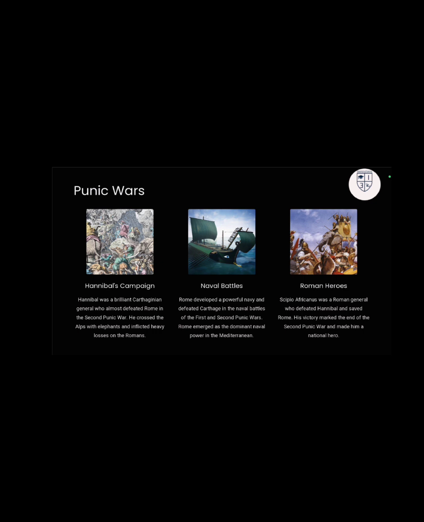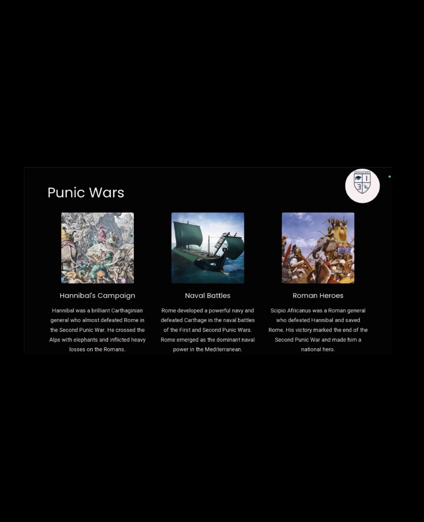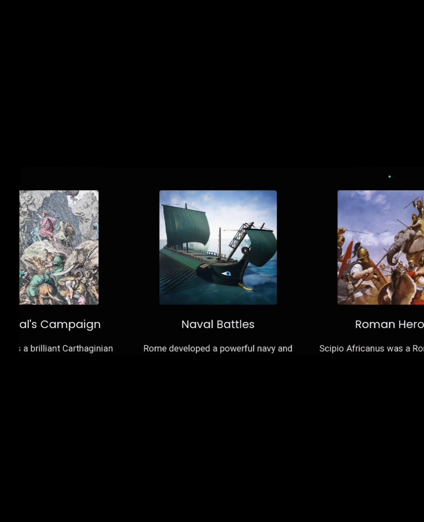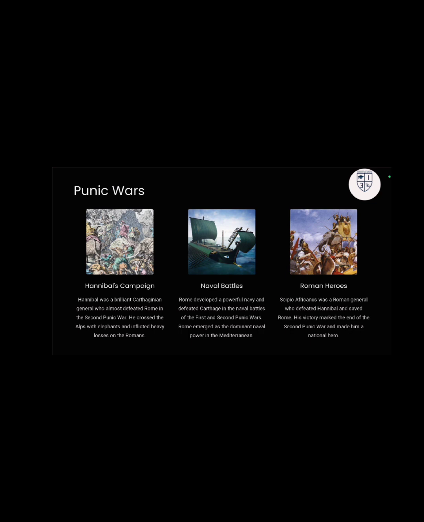Naval battles. Rome developed a powerful navy and defeated Carthage in the naval battles of the First and Second Punic Wars. Rome emerged as the dominant naval power in the Mediterranean Sea. So they had a powerful navy. As you can see, there is a battleship over here, and it defeated Carthage in naval battles in the First and Second Punic Wars.